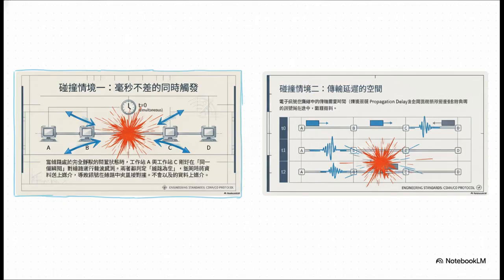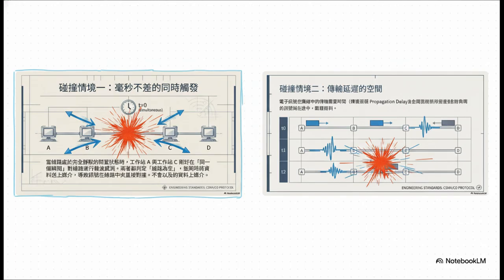Well, not quite. Actually, what's really fascinating here is why collisions were completely physically unavoidable, even with those perfect CSMA/CD rules in place. Take a look at the first scenario. Sometimes the wire is completely silent, right? And two computers check it at the exact same millisecond, t equals 0. They both think, awesome, it's clear, and boom, they transmit simultaneously, giving us an immediate crash.